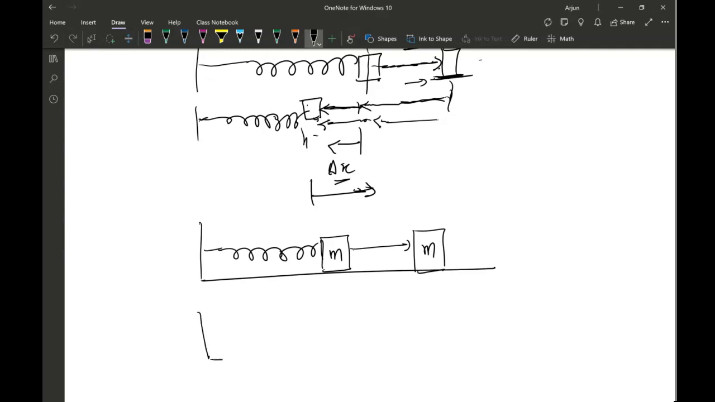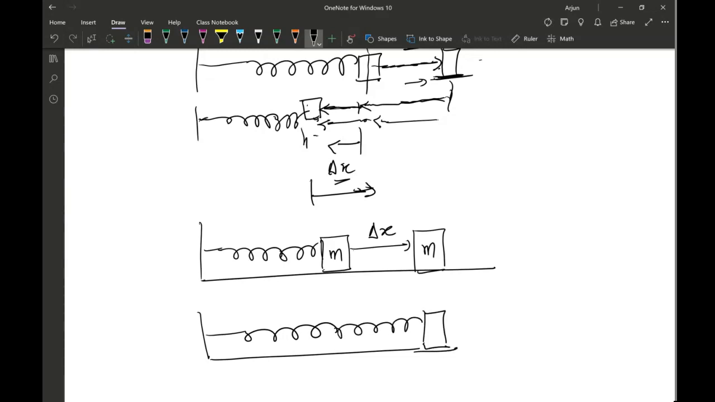Now at this location, when the spring is stretched and the distance moved is delta x, there will be some sort of restoring force generated in the spring, and that restoring force is denoted by the term Fr. The formula for finding the restoring force is Fr equal to negative kx.